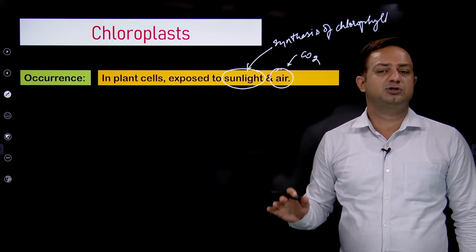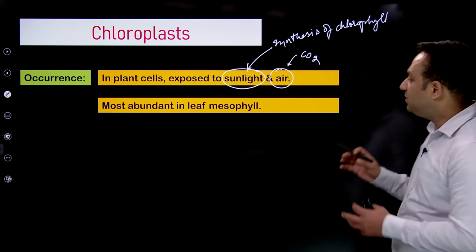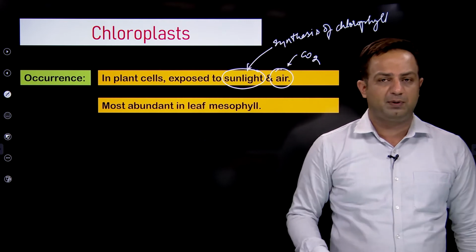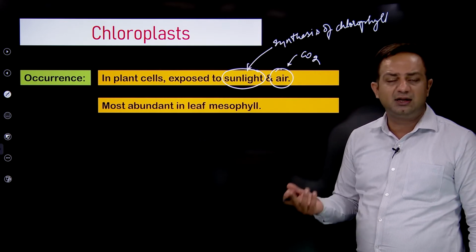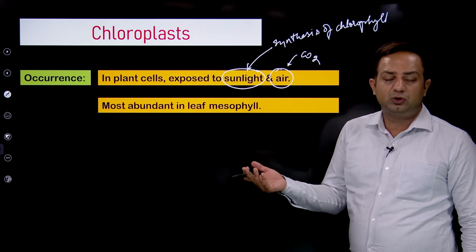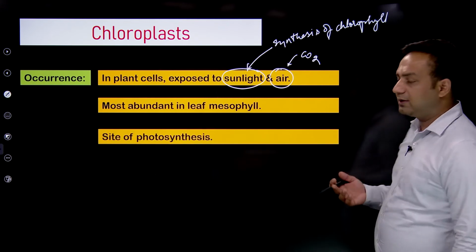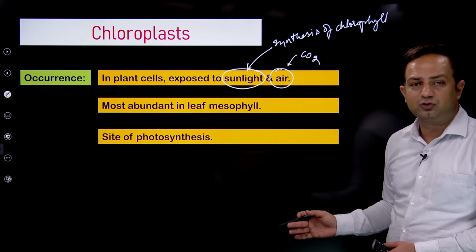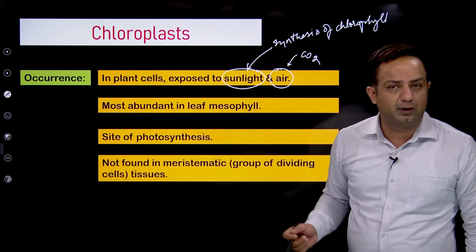Not all the exposed cells are going to perform photosynthesis. Particularly, the mesophyll of the leaf has the most abundant number of chloroplasts. Thereafter you can find chloroplasts in ripening fruits, meaning they were green in color earlier, like green tomatoes turning into red, or green chilies. They are the site of photosynthesis; they fix atmospheric carbon dioxide into sugar.